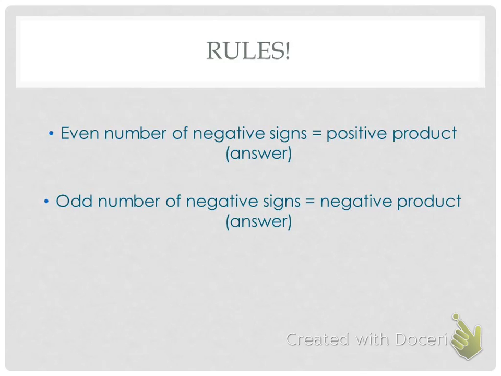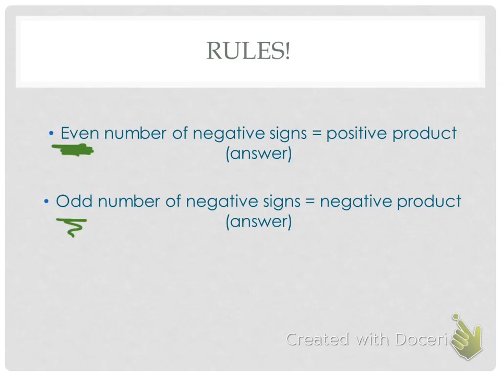you have these rules. An even number, and even is the key word here, an even number of negative signs is a positive product. An odd number of negative signs will give me a negative product or a negative answer. Now, we're going to go into more detail on this, so if you're like, what in the world does that mean? That's okay. We're going to go over some examples.